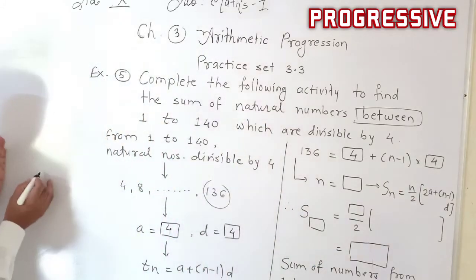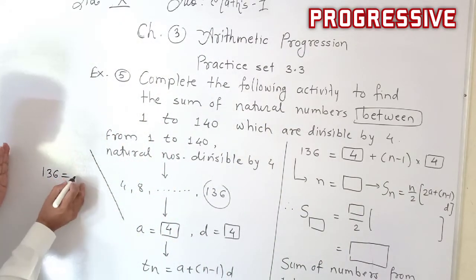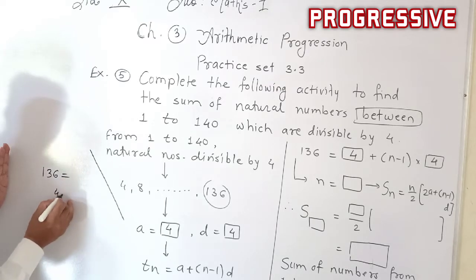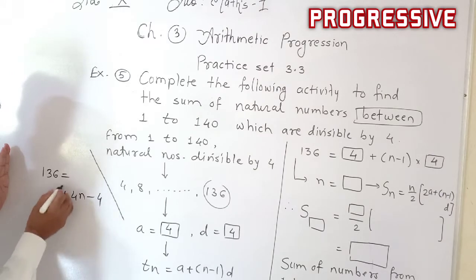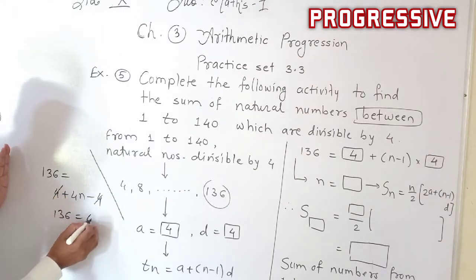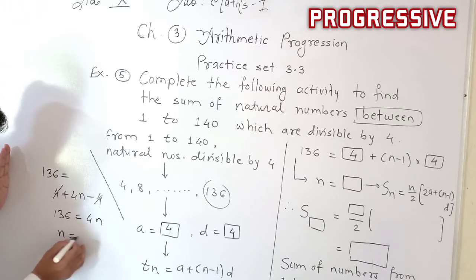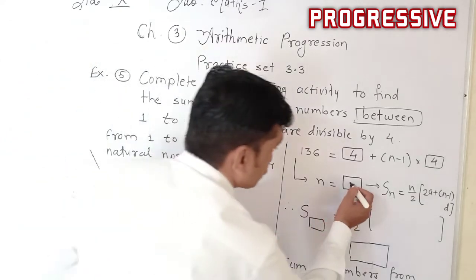So 136 is equal to 4 plus 4n minus 4. The 4 minus 4 cancels. Therefore 136 is equal to 4n, so n is equal to 136 upon 4. If we reduce by 4, 4 threes are 12, 4 fours are 16, so n is equal to 34.